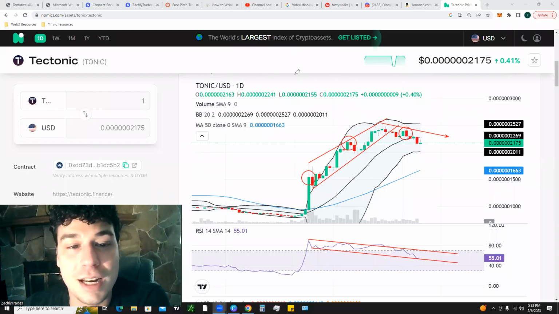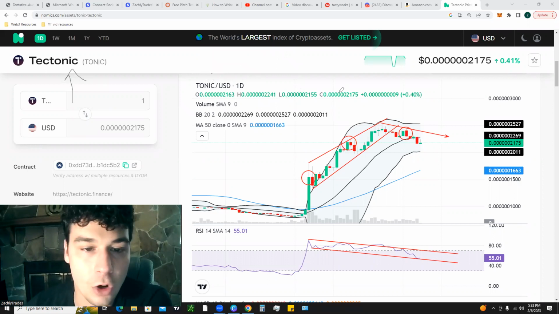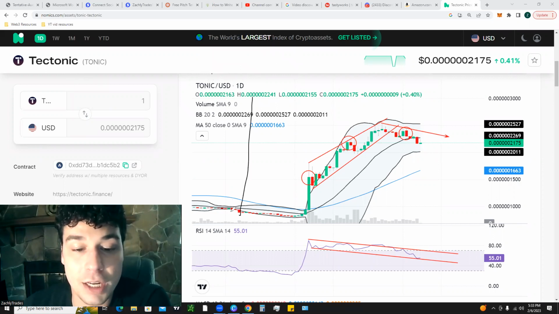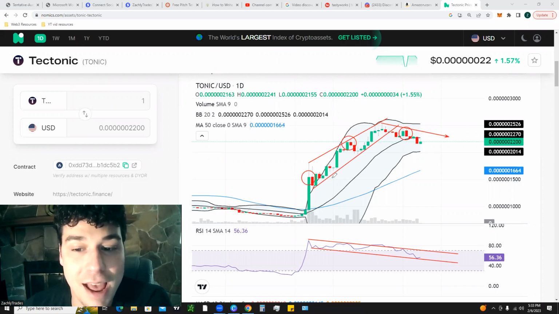What's up, tycoons? For today's video, we're going to be breaking down TONIC, ticker symbol TONIC. This is the Tectonic token. We're going to break it down, go over some of the recent price action, and take a look at the relative strength index, our RSI, because there are some indicators we have on there, as well as a couple chart patterns and other things that we're looking at to help understand some of the current price action.